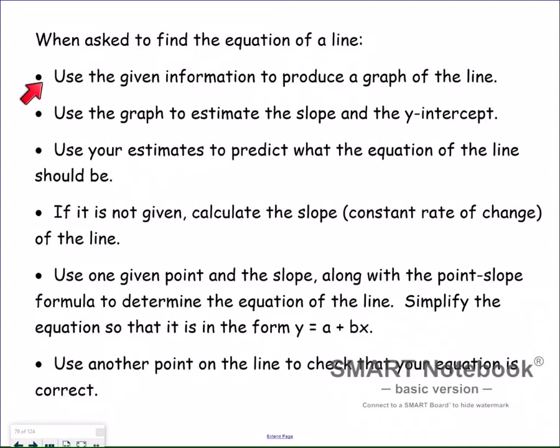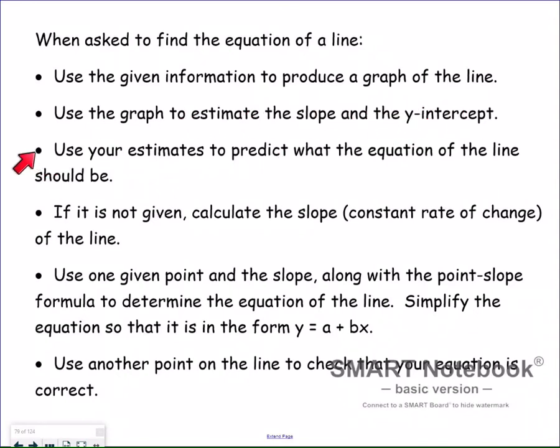So the first thing you should do, if you're finding the equation of the line, is definitely graph the line. If you find the equation of the line without graphing, then you're just playing blind, and it's just not smart. The nice thing about the graph is we can estimate what the slope and the y-intercept are just by looking at it and counting back to the y-intercept.